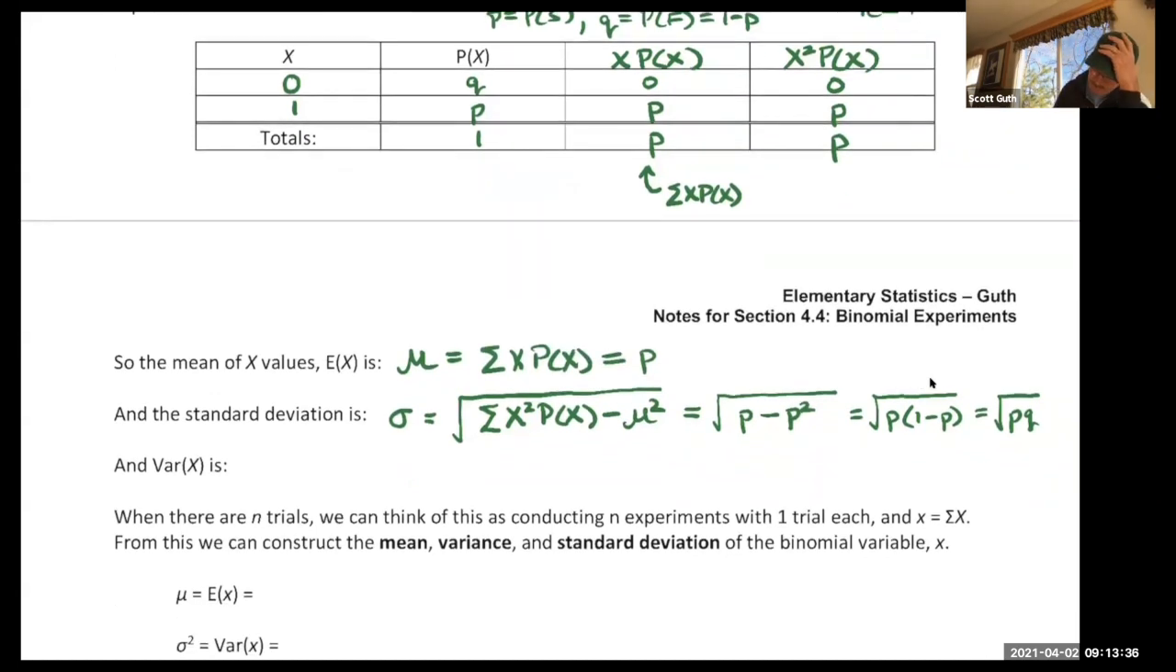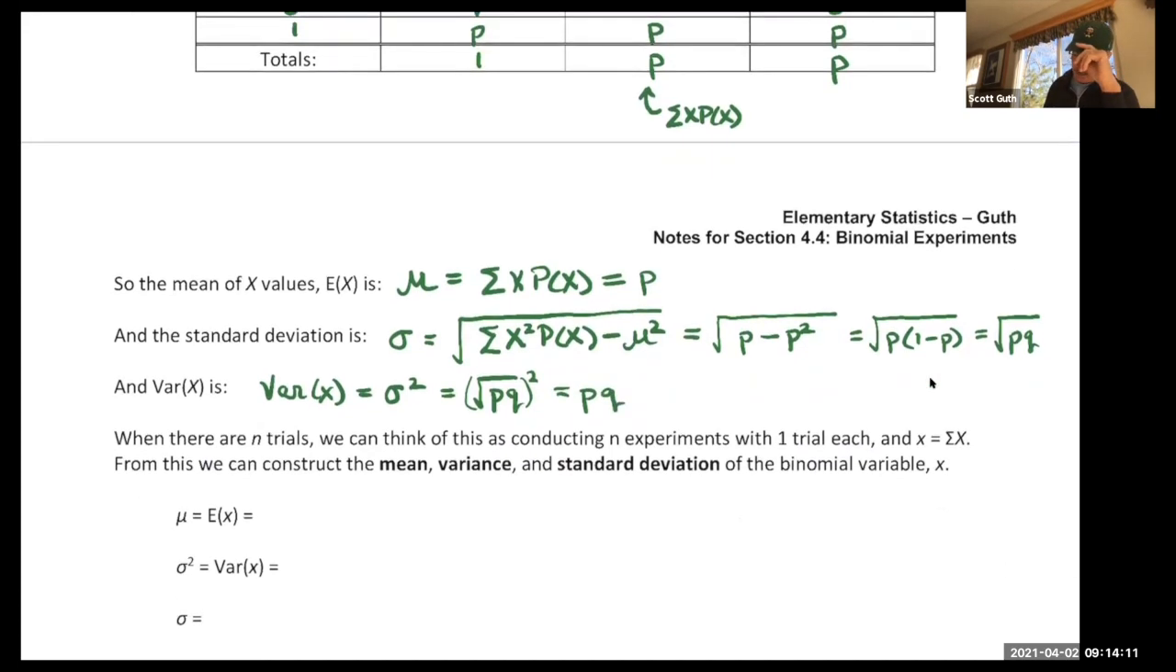The variance is the standard deviation squared. So Var of X is sigma squared. Okay, so this would be just taking the square root away. So it's the square root of pq squared, like that. So that's just pq. Okay, any questions there?